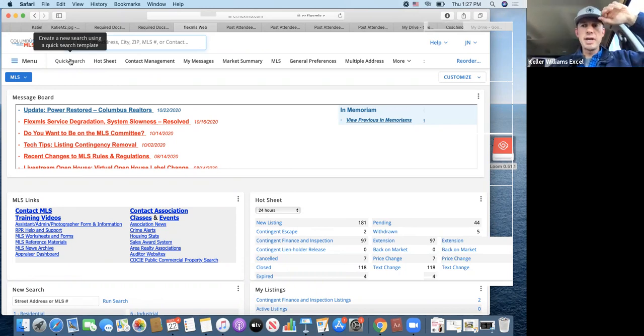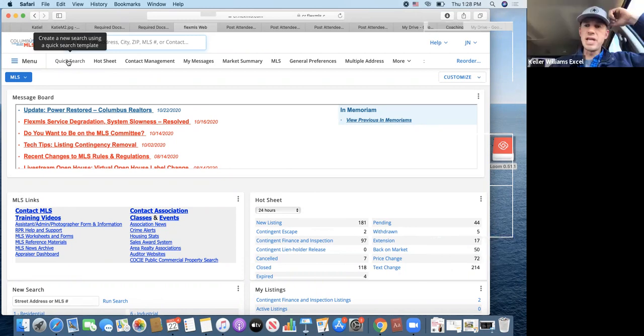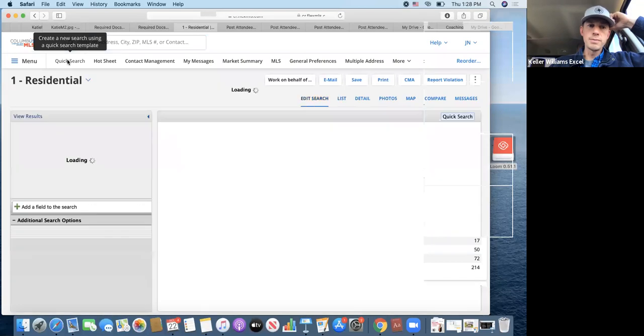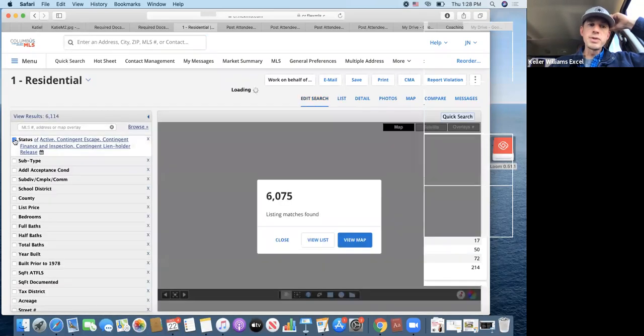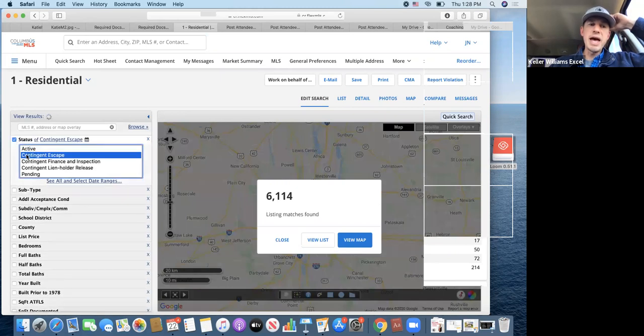Can you see my screen, guys? Yeah. All right. We're going to go to quick search. This is the MLS. Everyone has access here. This would be something that I'd pull up at least once a week, if not once a day, so you're on top of the market. Go to quick search. We are going to search in residential, the entire MLS. We're going to see how many active homes there are.